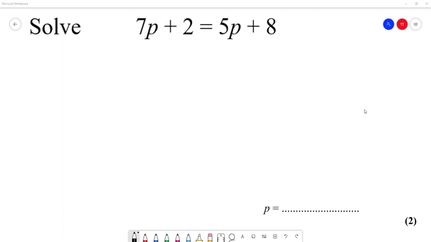In this video, we're going to look at solving linear equations when you've got the unknown on both sides of the equation. So let's take an example: 7p plus 2 equals 5p plus 8.